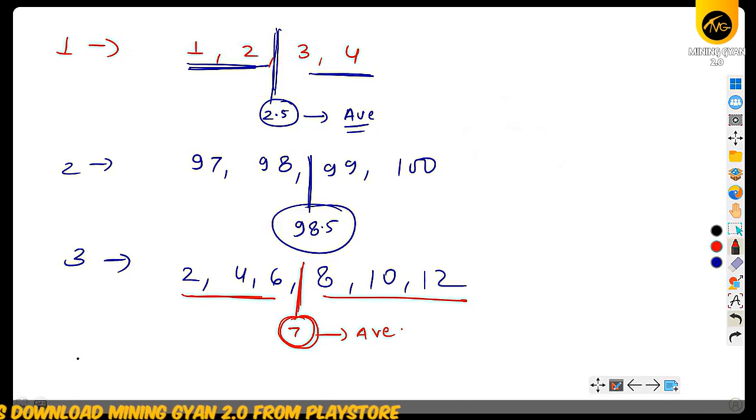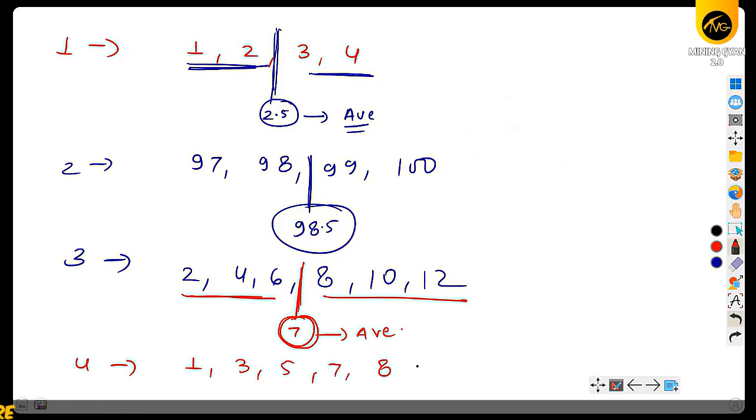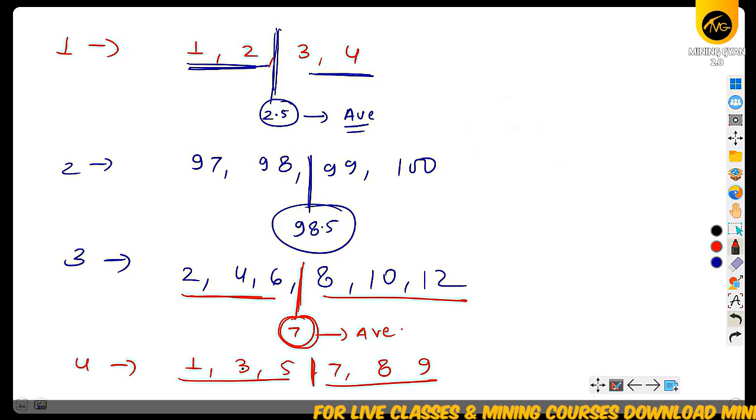Is it clear? Now suppose we have the numbers like 1, 3, 5, 7, 8, 9. Now we have three numbers on this side, three numbers on this side. This is the mid position. Now again we have to find out the mid number. So 5, 6, 7, 8, 9.